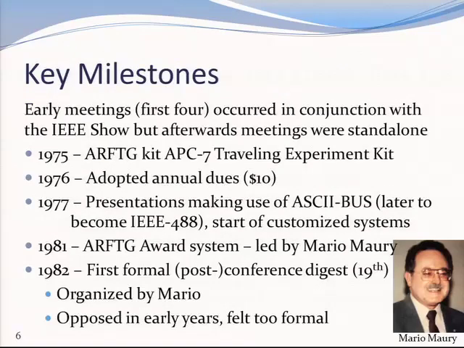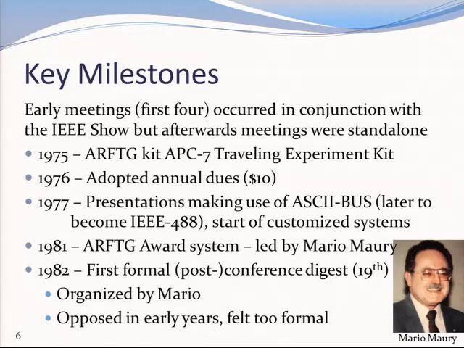There's a reference at the end that gives you a lot more detail, especially about the first 20 or so. But one of the things that happened is the first 4 occurred in conjunction with other events, but soon ARFTG started having its own meetings. And that's part, again, of the evolution. It was being able to start meeting on its own.